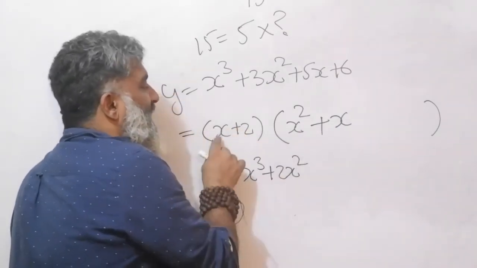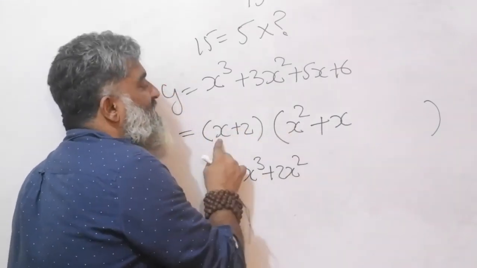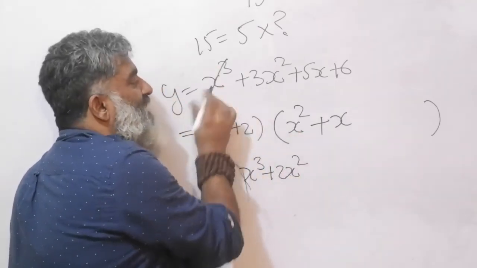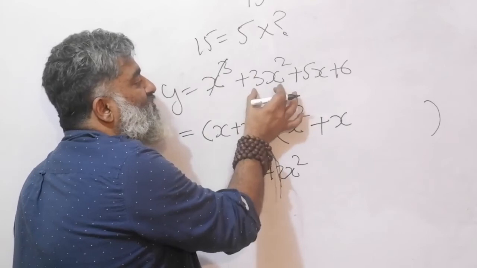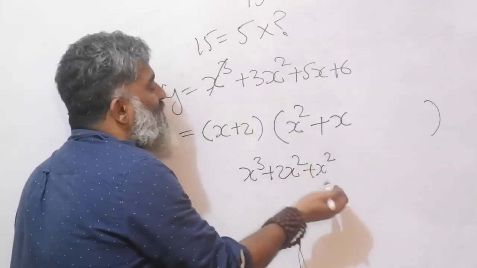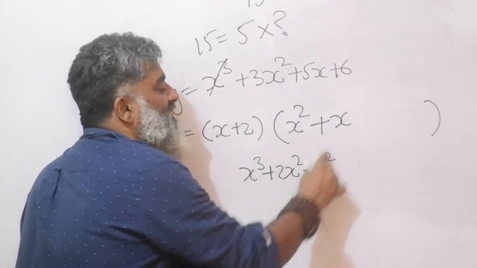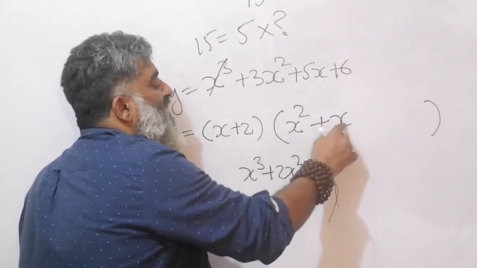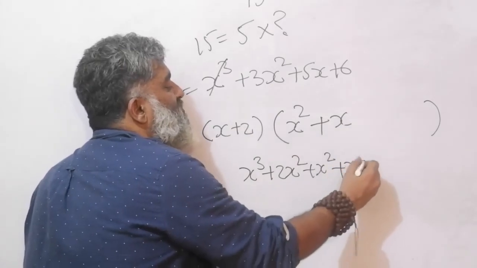So x into x square gave me an x cube. X into 2 into x square gave me a 2x square. So x cube I have covered. I wanted a 3x square. I have already got a 2x square. That means I want one more x square. How will I get it? X into an x will give me an x square. Great, not a problem. So 2 into an x, what I'll also get is a 2x.